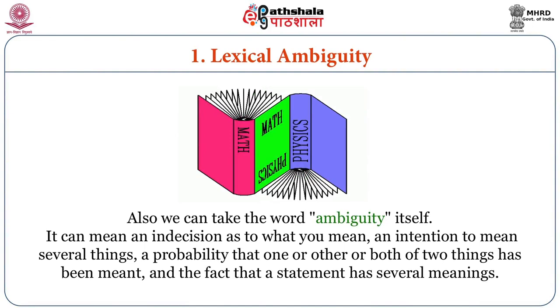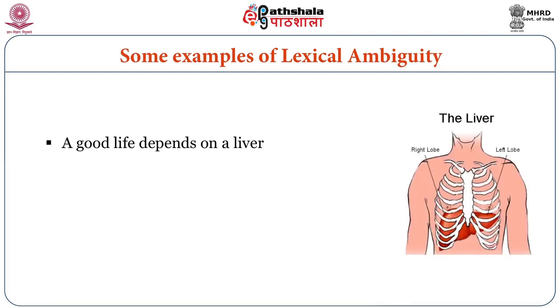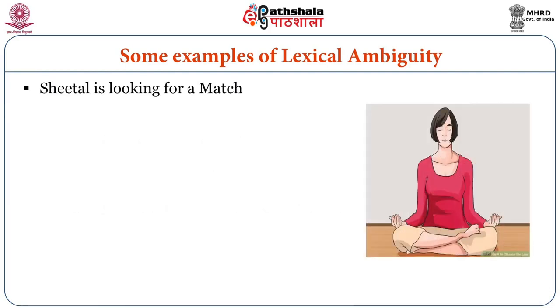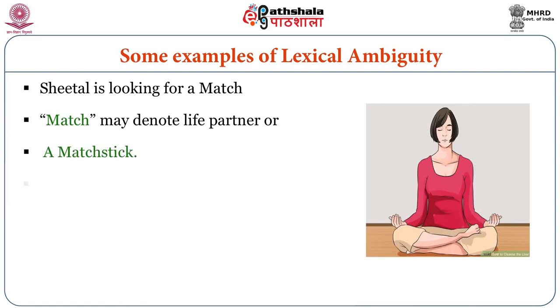It can mean an indecision as to what you mean. You are ambiguous. An intention to mean several things, a probability that one or other or both of two things has been meant, and the fact that a statement has several meanings. Some examples of lexical ambiguity. A good life depends on a liver. Liver may denote an organ or simply a living person, liver, one who lives. Sheetal is looking for a match. Match may denote life partner or a match stick.